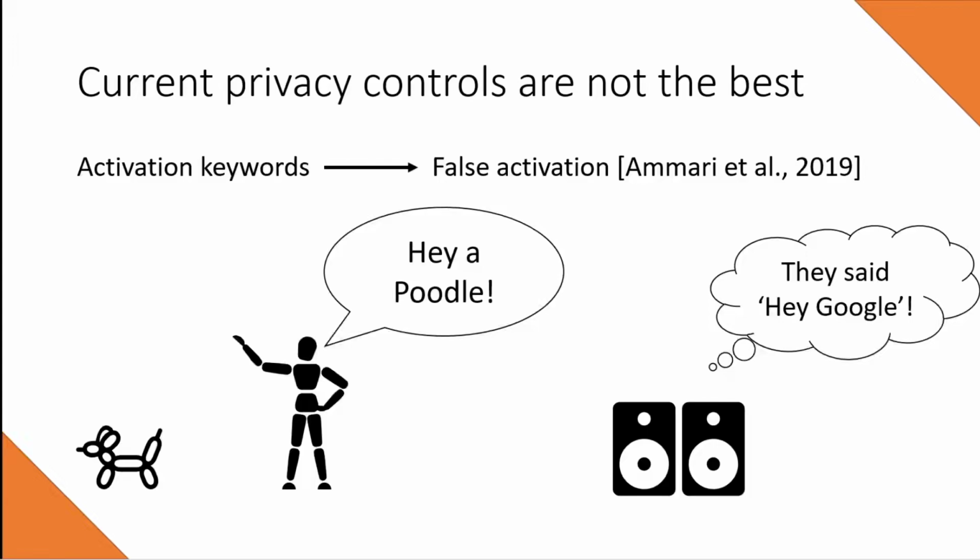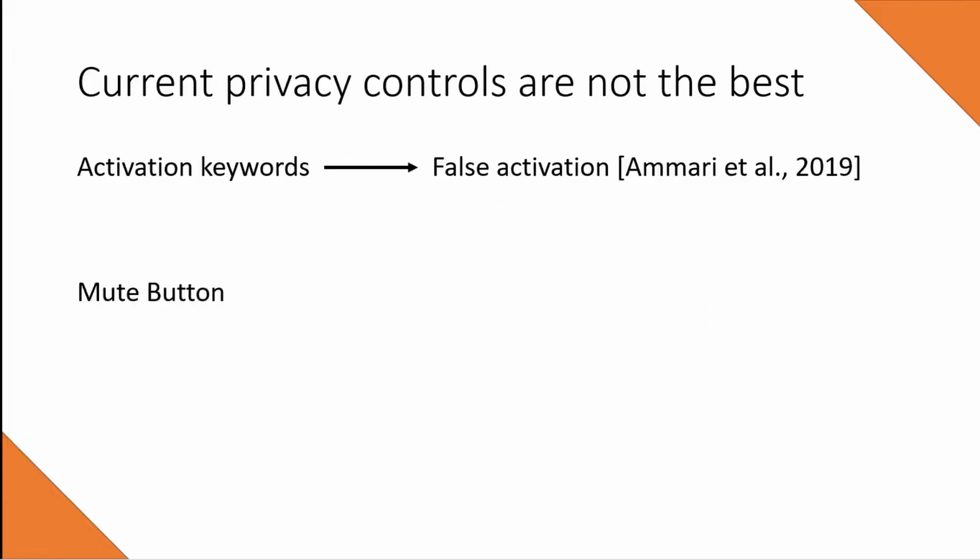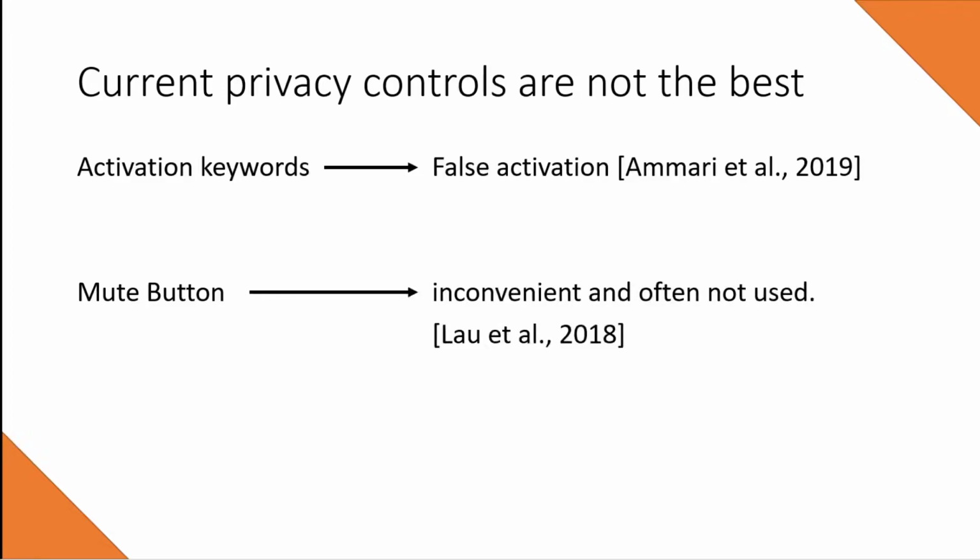The other privacy control is the mute button, a button on the device that a user presses when they want to deactivate the smart speaker's microphone. Whilst on paper this solves the problem of accidental activation, in practice mute buttons suffer many usability issues and are often not used. The mute button is inconvenient to use in instances where a user is far away from the smart speaker.